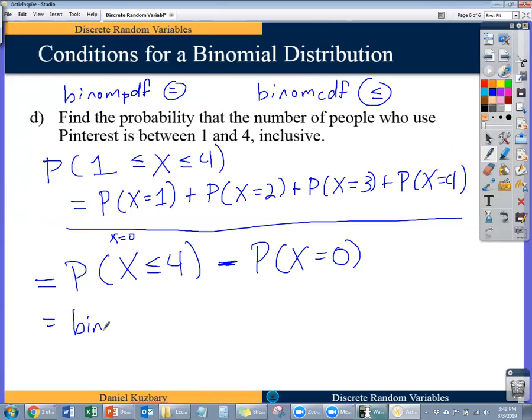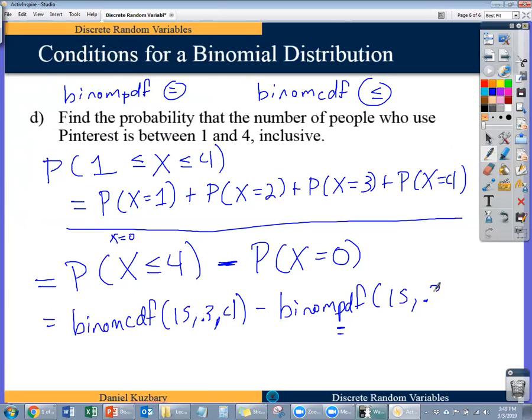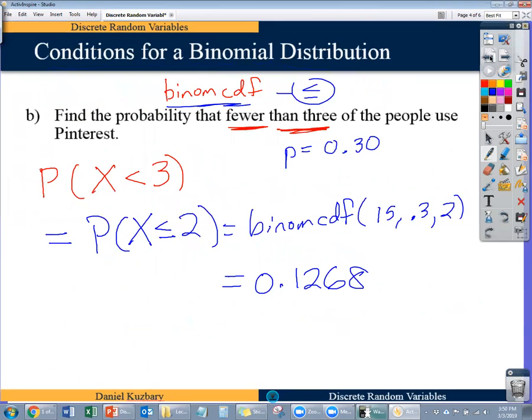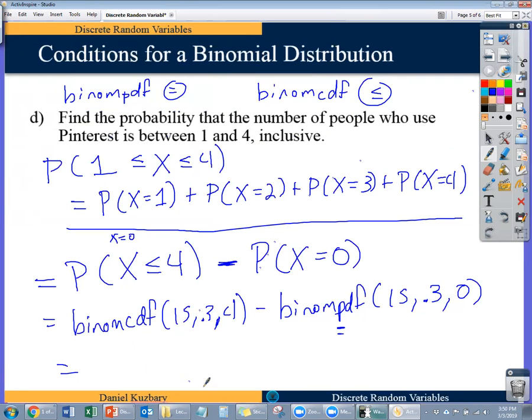So this is binom CDF 15, .34. There's a comma. And this is binom PDF, there's the P, 15, .30. And did we do this already? I think we did. Did we do less than 4? Oh, we did less than 3. Okay, so I'll have to find this one.